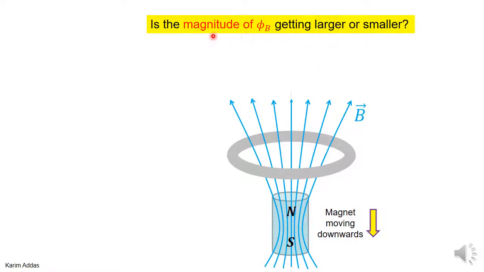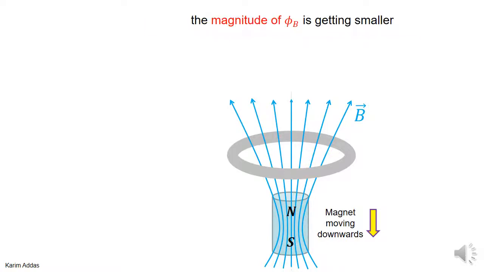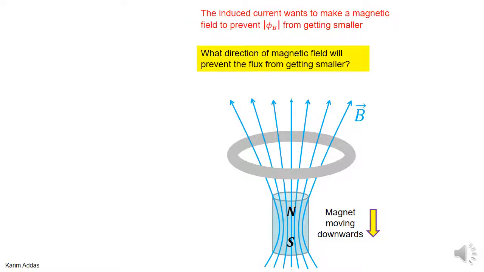Is the magnitude of the magnetic flux getting smaller or larger? Of course, it's getting smaller because the magnet's going away, the magnetic field is getting weaker, so the magnetic flux is getting smaller. So this is what Lenz's law says then. It says that the induced current wants to make a magnetic field to prevent the magnetic flux magnitude from getting smaller. So what direction of magnetic field will prevent the flux from getting smaller?